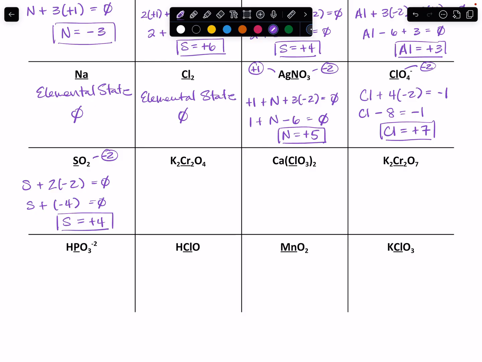All right. Potassium dichromate. So we've got group 1 metal plus 1, oxygen minus 2. So we have 2 times plus 1, our unknown chromium, and then 4 times negative 2, neutral molecule. So 2 plus chromium minus 8 equals 0. Chromium is going to have a plus 6 oxidation number here.